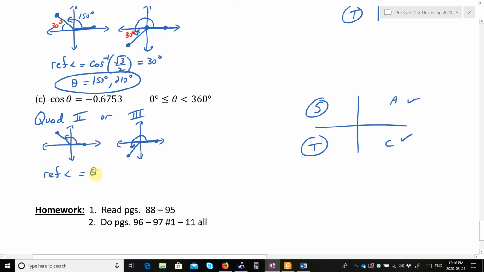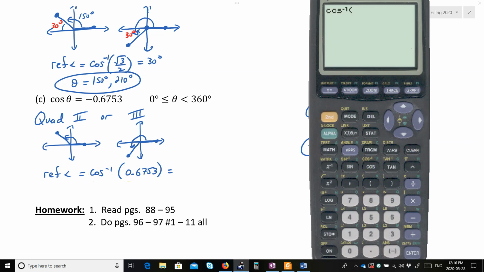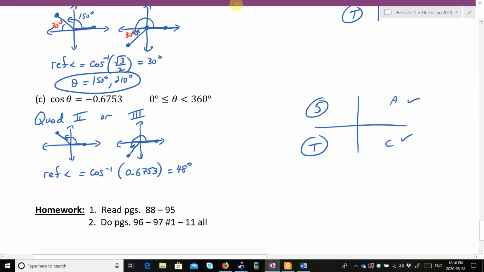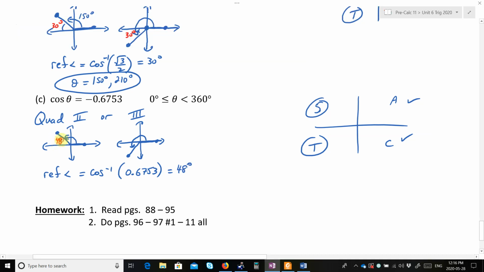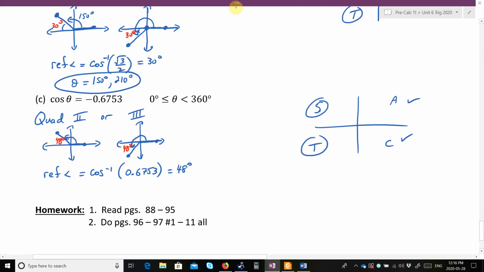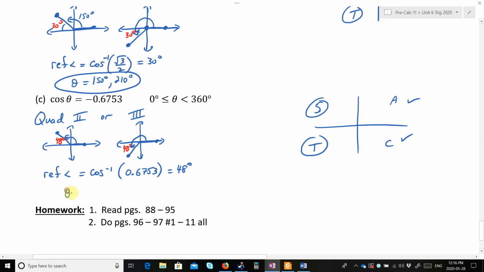The reference angle is equal to cos inverse of positive 0.6753. And we get 48 degrees. So 48 degrees here and 48 degrees here, roughly. We have to do some rounding for this one. Okay, so angle theta is, you'd have to go 180 minus 48, so 132 degrees. And in the other one there, it would be 180 degrees plus 48, so 228 degrees.